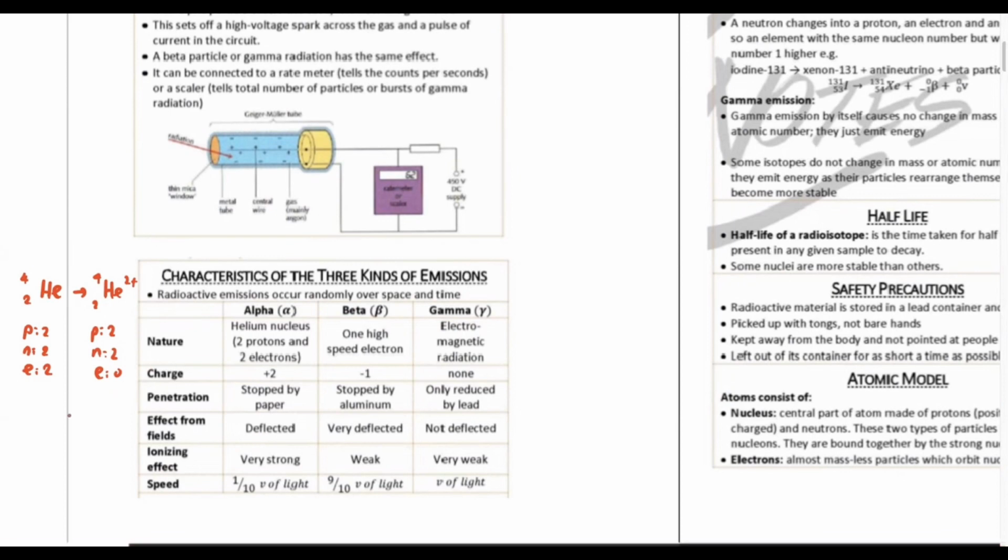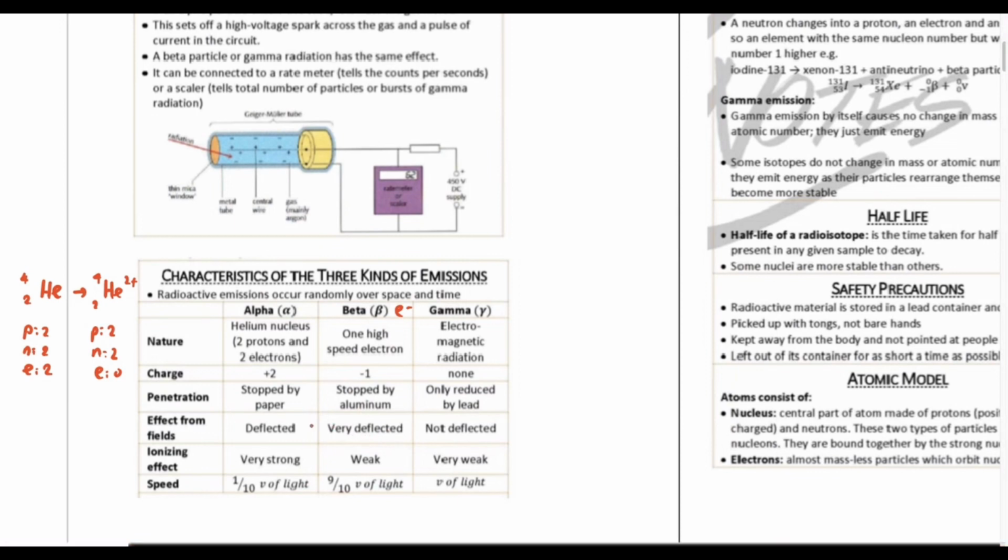Beta is actually electrons. Electrons with high speed. Electrons which move at high speed, and that is beta. The charge is -1. As you can see, electron is -1. It's small, so to stop it, we can't use a piece of paper. It can penetrate through the paper, so we need to use something which is denser. So it is stopped by aluminium.